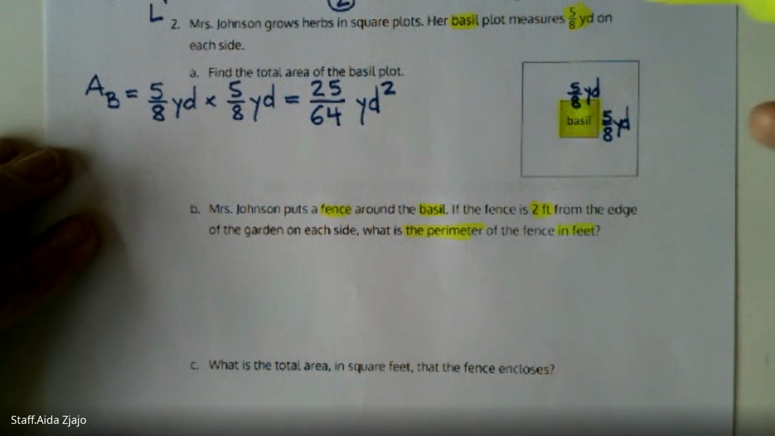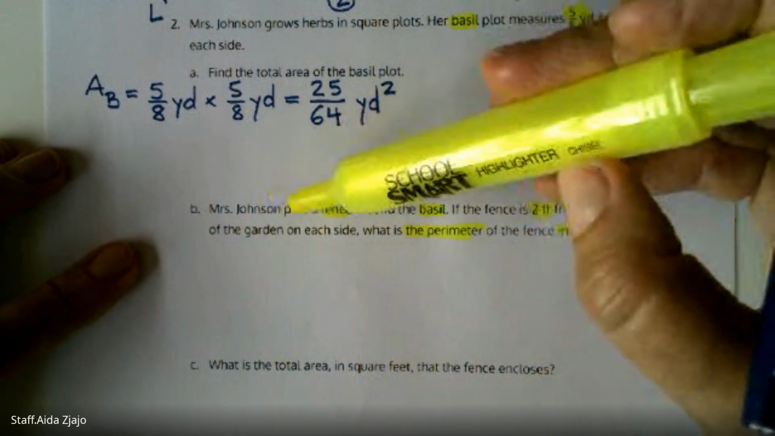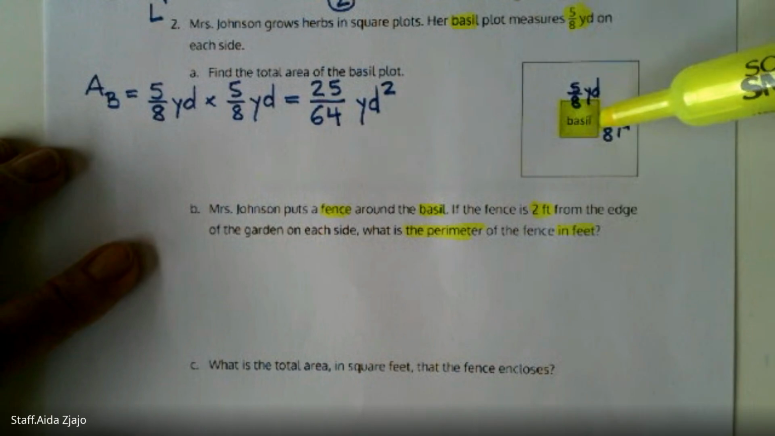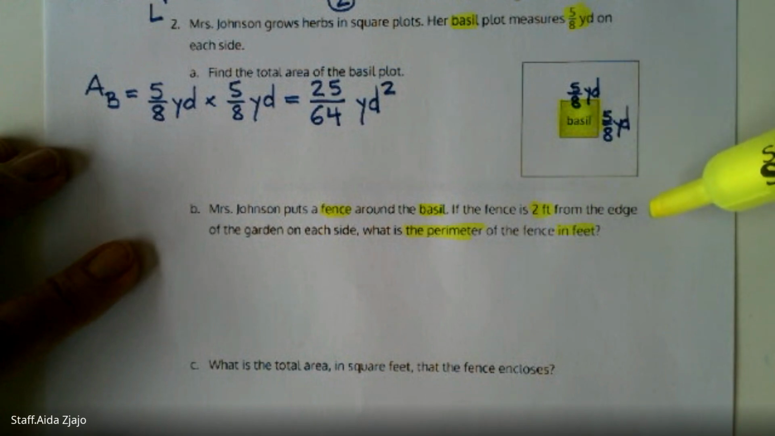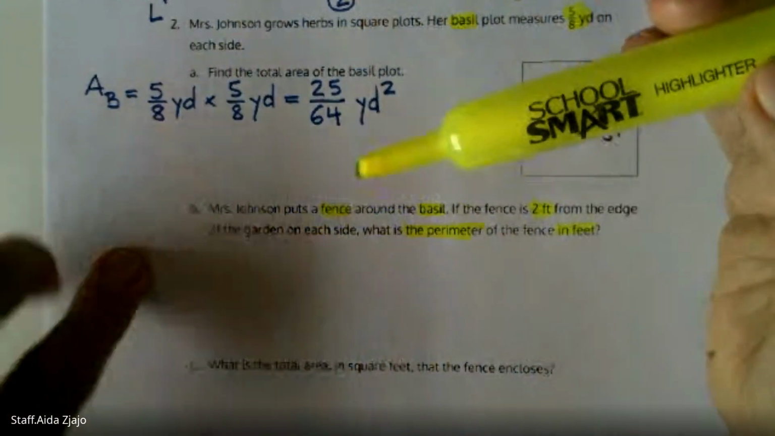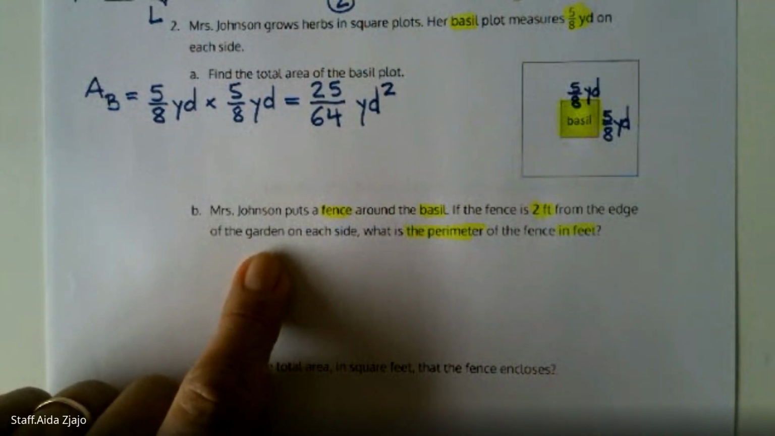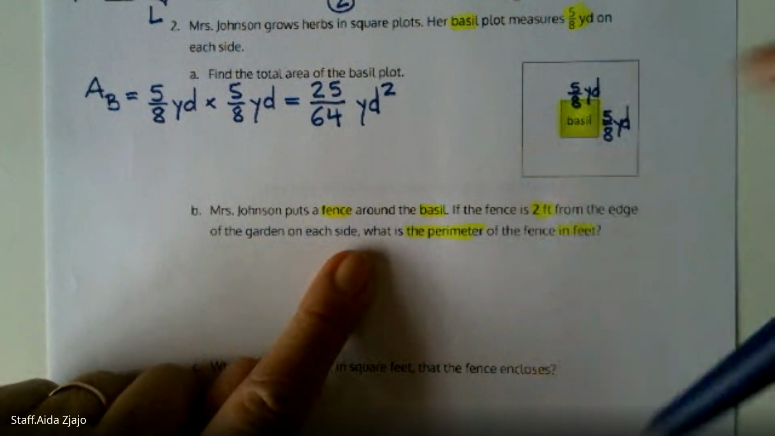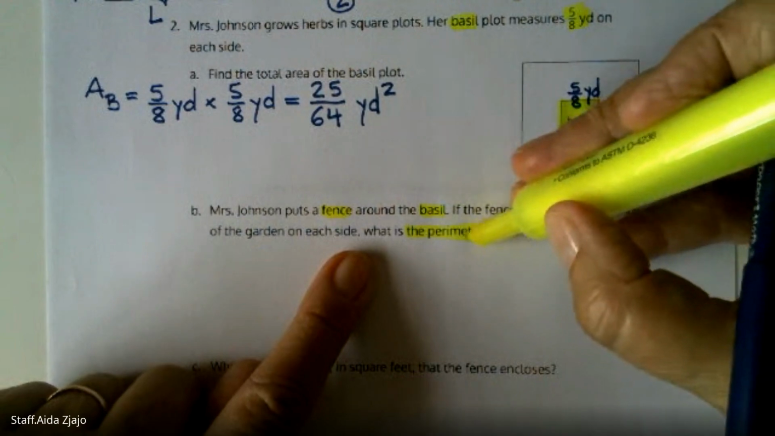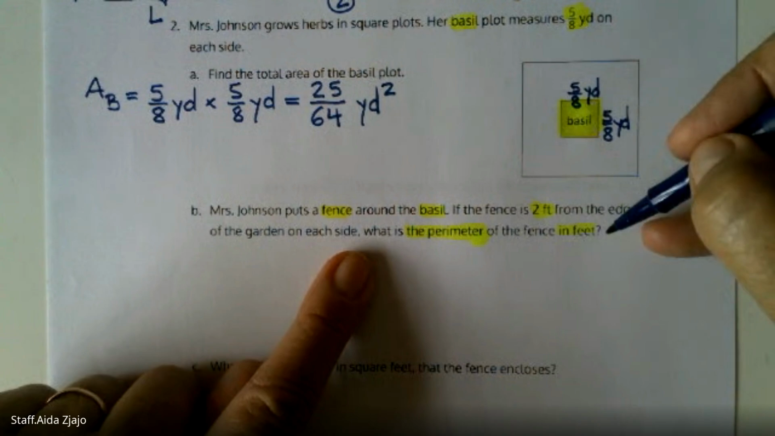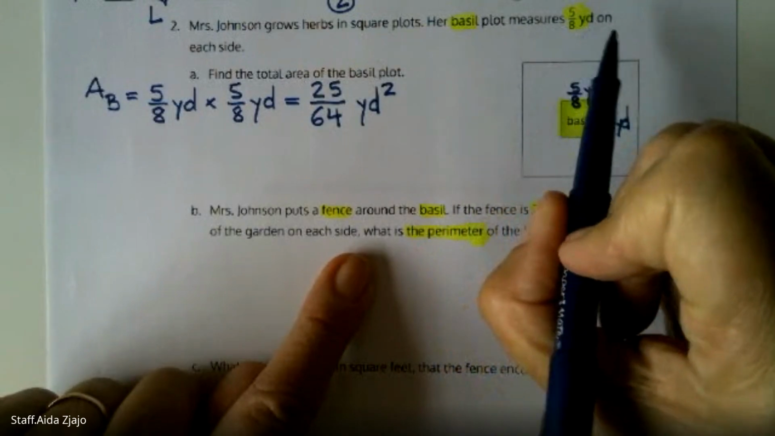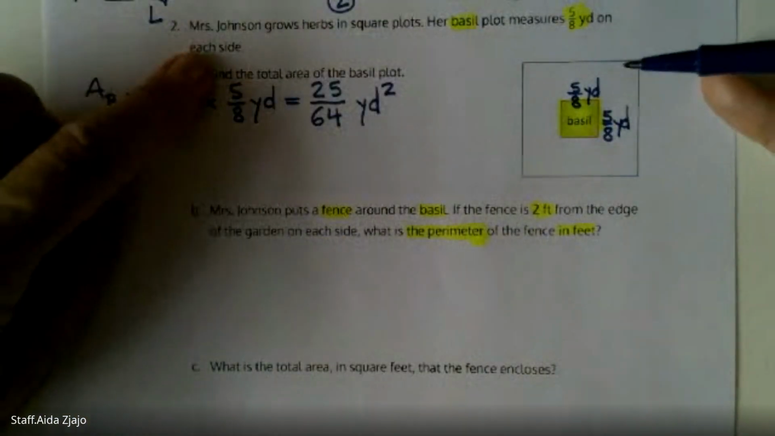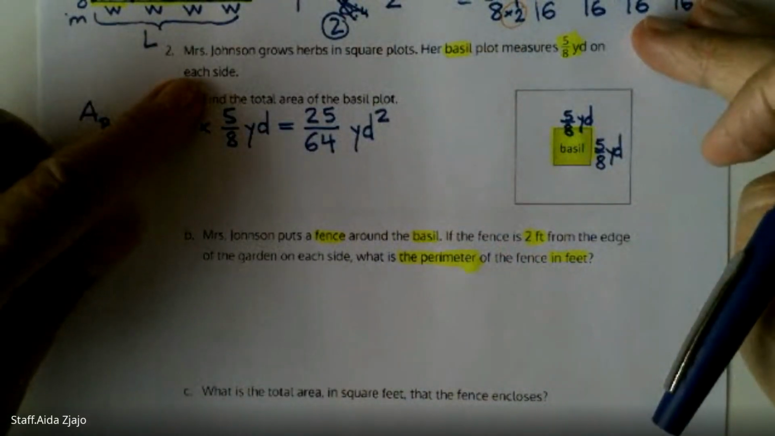Okay, so Mrs. Johnson put a fence around the basil. If the fence is 2 feet from the edge of the garden, what is the perimeter of the fence in feet? Okay, the herb is... on each side.